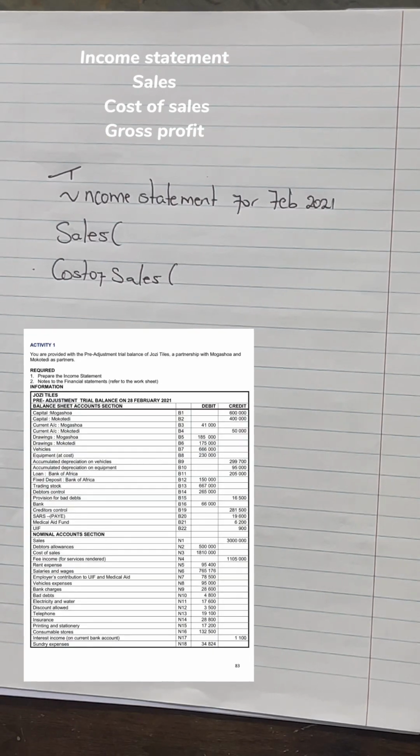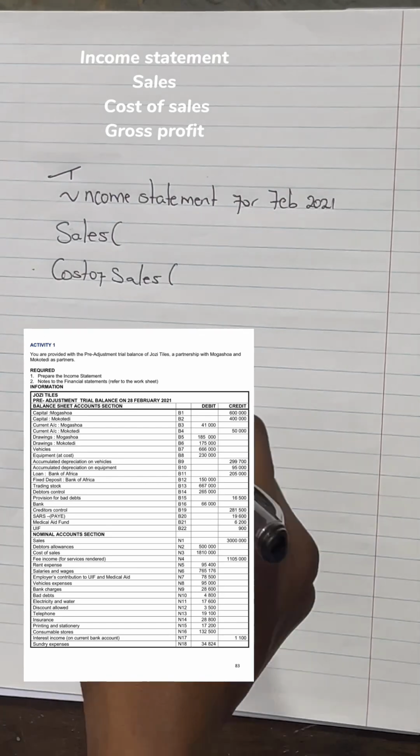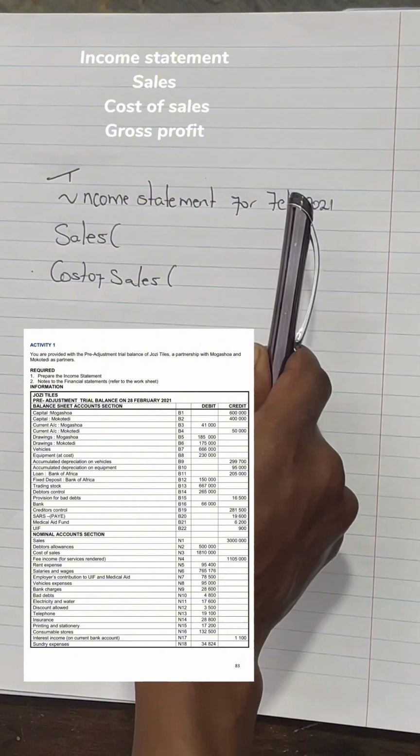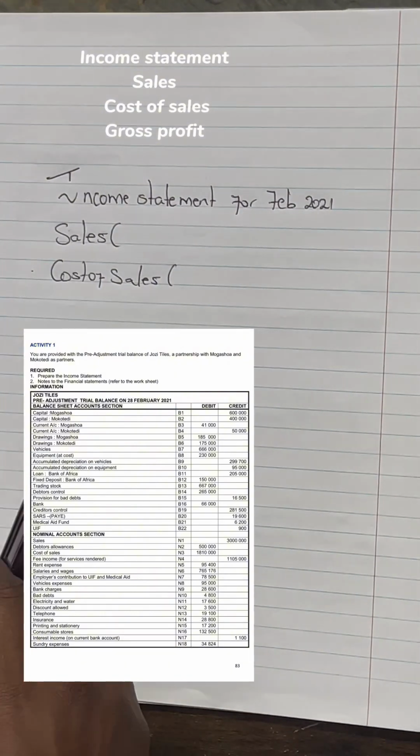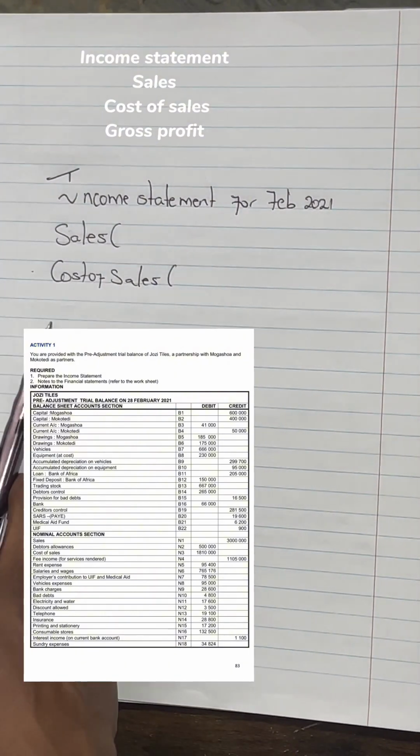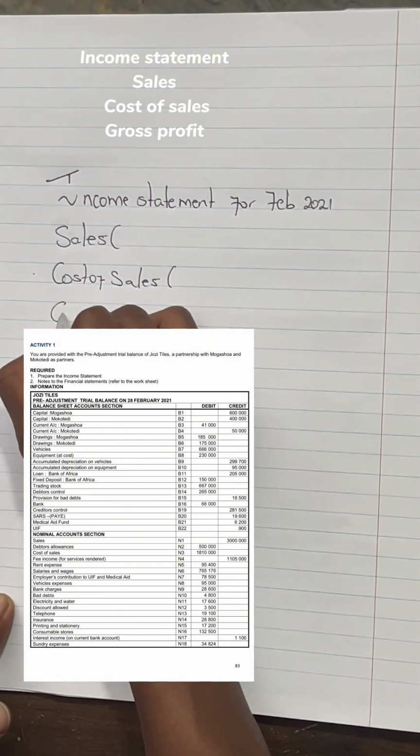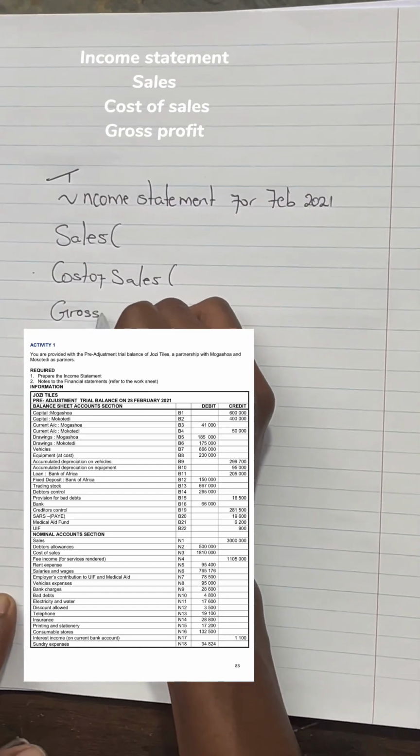Today's lesson is all about the income statement. We are going to take a look at different transactions for the income statement for the year ended February 2021, as follows. So guys, we have the income statement for Feb 2021, whereby we are going to take a look at our sales, cost of sales, as well as our gross profit.